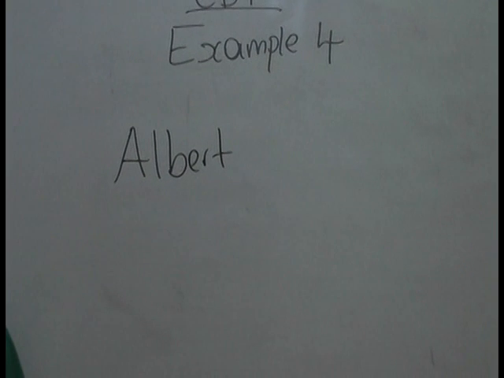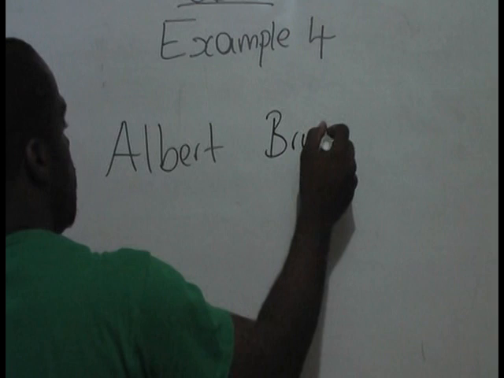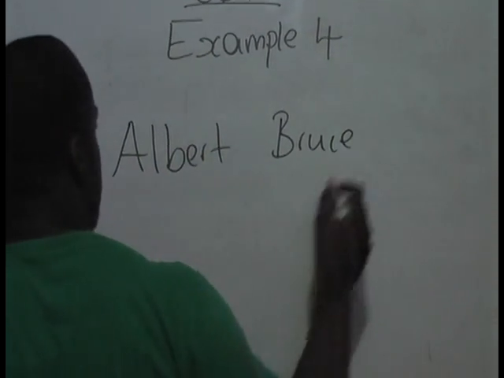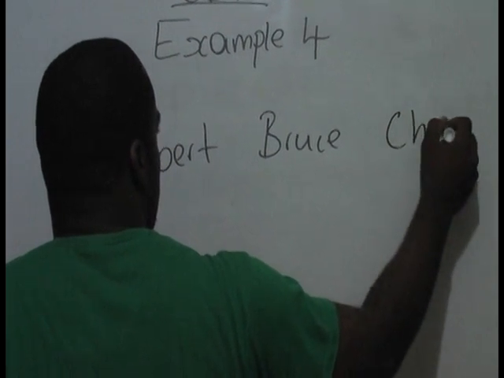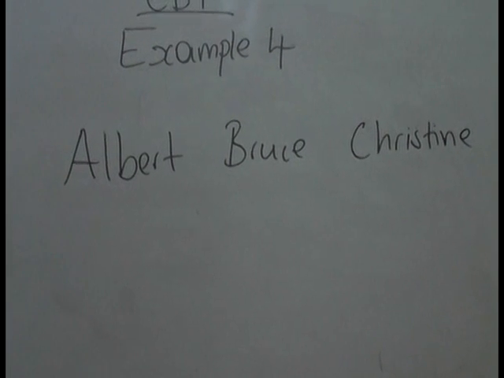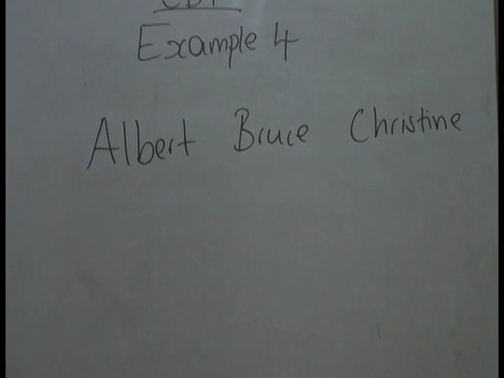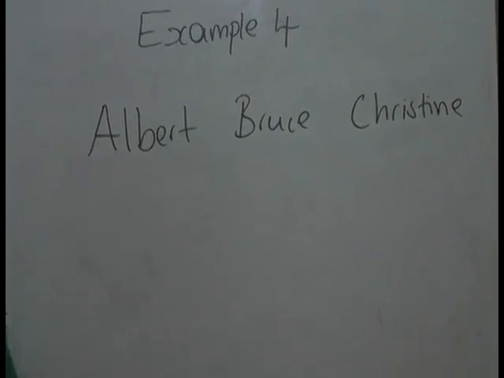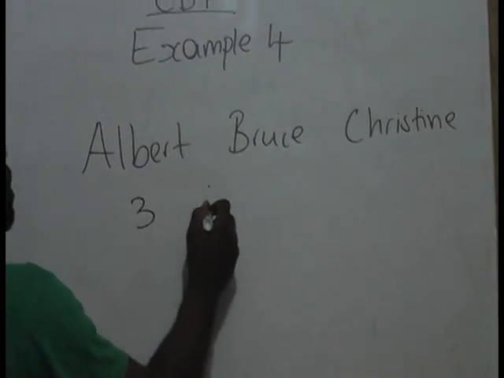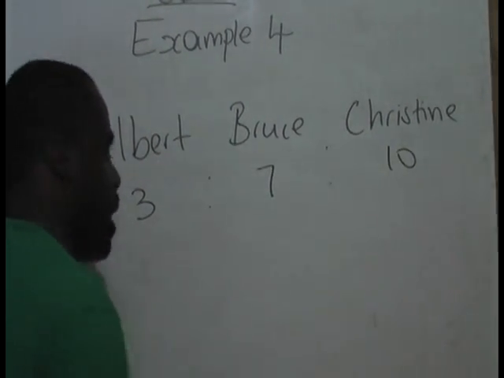So I have Albert as one of the 3 friends. I have Bruce as the other friend. And we have who? Christine. So these are the 3 names. So these are real names of real friends. Now the ratio of how the money was shared is that one got 3 parts, the other got 7 parts, and the other got 10 parts.